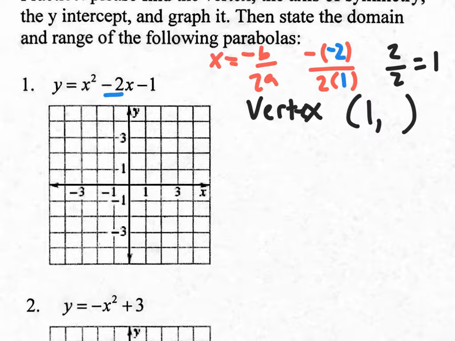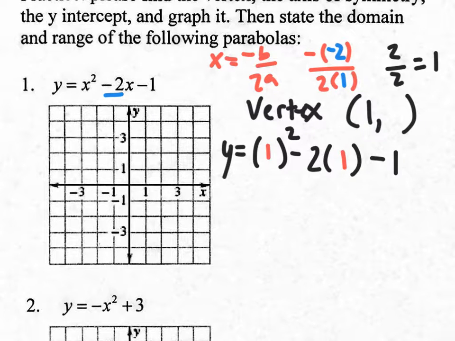How do you find the y value? By plugging your x value back into both x spots of your original equation. So I'm going to rewrite my equation with parentheses. So there's my equation with the 1 substituted in so I could find my y value. So when I go 1 squared, I get 1. When I go negative 2 times 1, that's negative 2, and I bring down the minus 1. I have a 1 minus 2 minus 1. That's going to end up giving us a negative 2 as a final answer. So that's negative 2 for my y value. So my vertex is 1 on the x, negative 2 on the y.